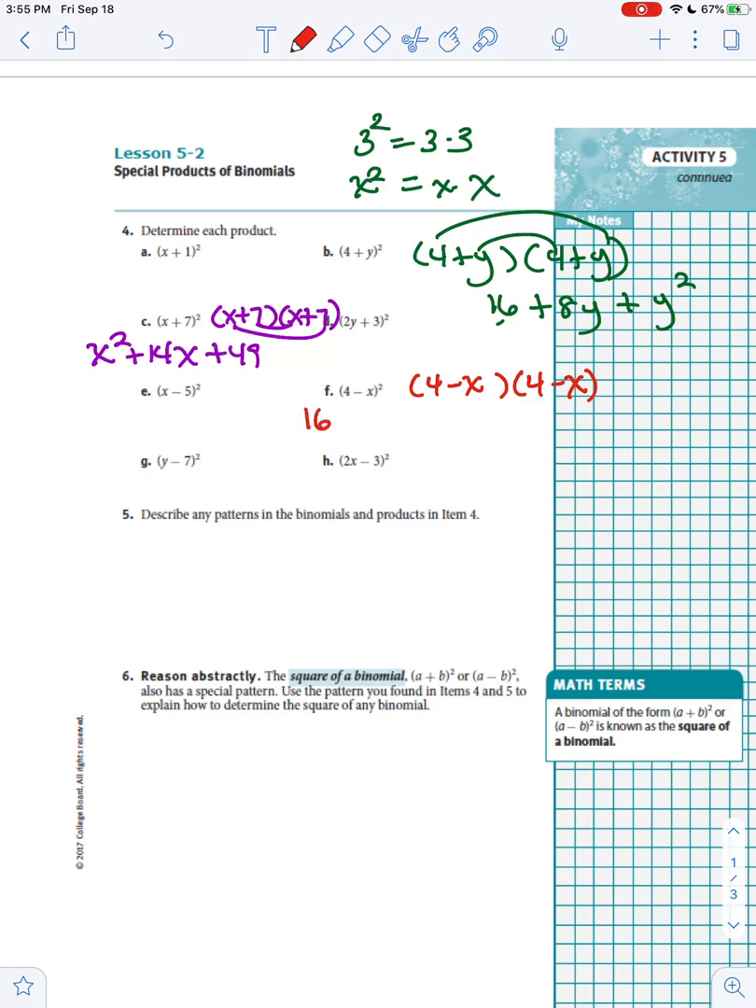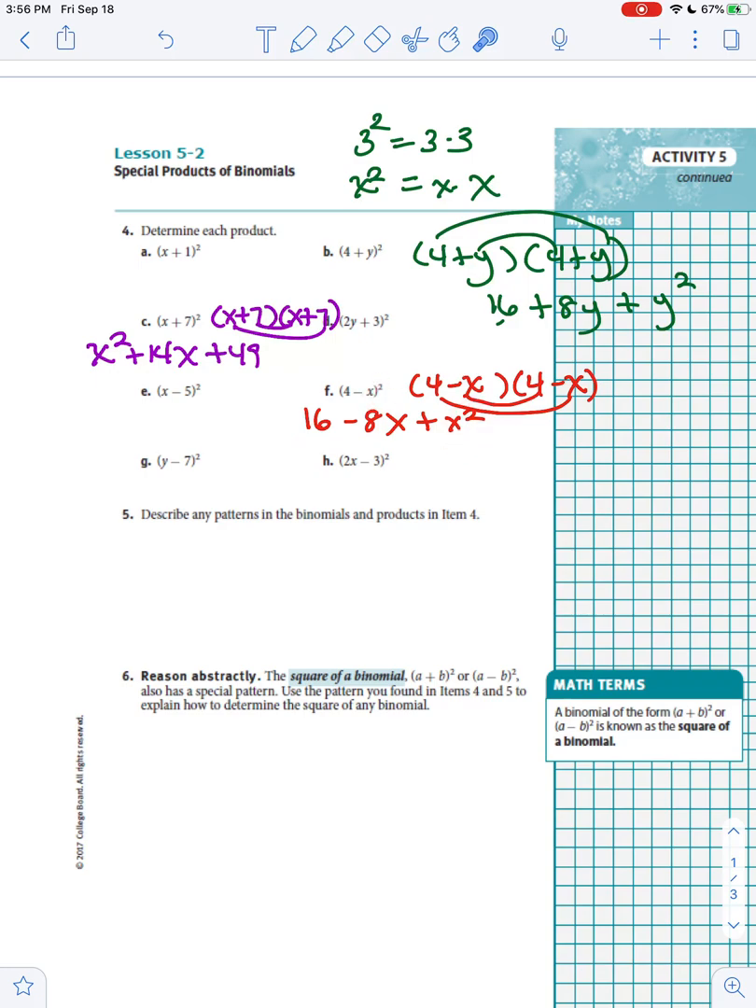First times the first is 16. Okay, so that's the 4 squared. And then when we do our outers plus our inners, so we do the negative 4x and another negative 4x, it's always going to be twice that product. So that's going to be 2 times negative 4x, which is negative 8x. And then negative x times negative x is positive x squared.